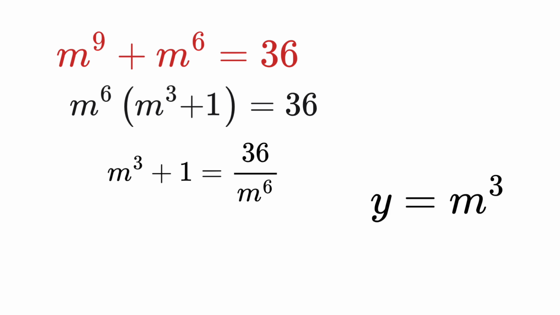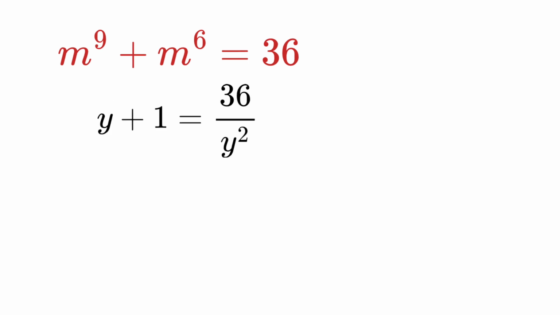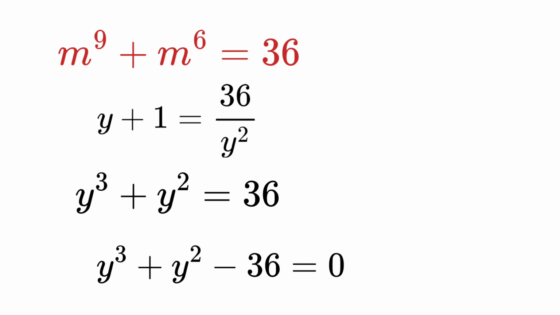Let's assume y is equal to m cubed. Then y plus 1 is equal to 36 by y square. So y cubed plus y square is equal to 36. Y cubed plus y square minus 36 is equal to 0.